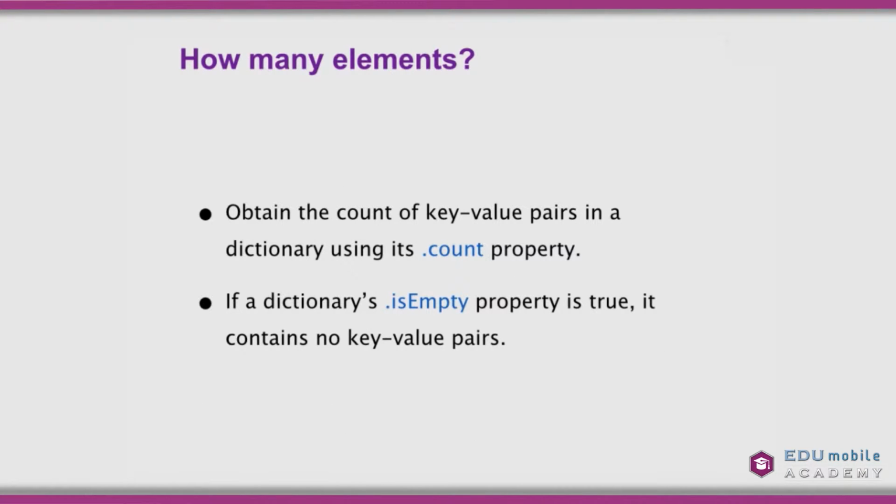So how do we know how many elements a dictionary has? Remember that an element of a dictionary is a key value pair. So we obtain the count of key value pairs using .count. And also we can obtain the information, a Boolean, telling us whether or not the dictionary is empty. So we don't have to say if count equals 0, then do something. We can just say if dictionary .isEmpty.